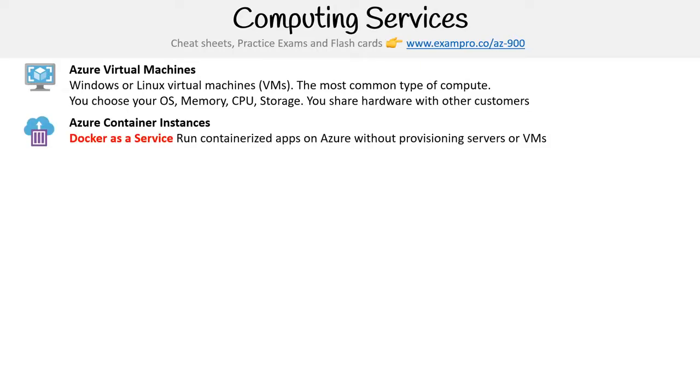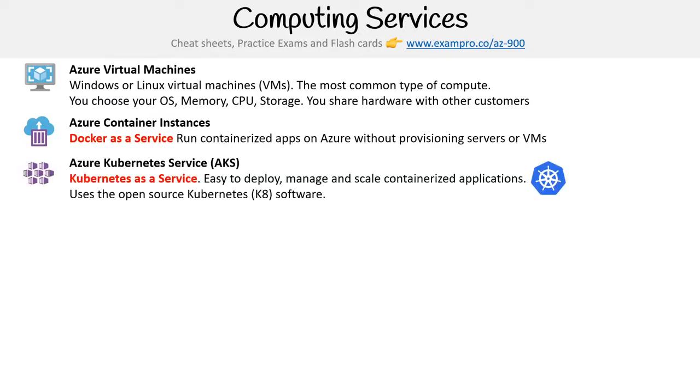Then we have Azure Container Instances. So this I would describe as Docker as a service. You can run containerized apps. Probably runs Docker in both Windows containers, because I believe Windows has containers as well. But it runs containerized apps on Azure without provisioning servers or VMs. So it makes that a lot easier for you.